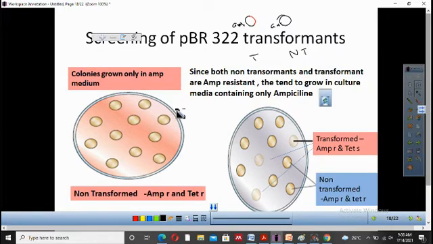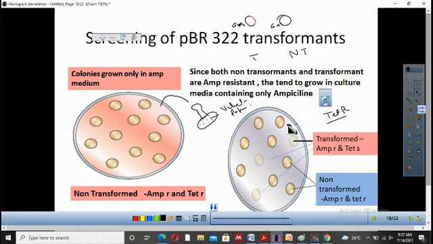You just make a replica. How can you make a replica? You take a stamp, and this stamp is covered with velvet paper, and that should be sterilized. You keep this velvet paper and make a print. Now, in another culture media plate which has the tetracycline, no AMP, only tetracycline will be there.